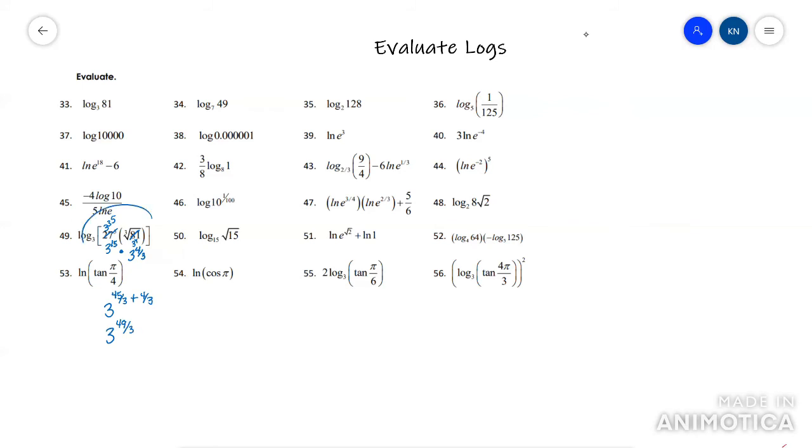That's just this inside part. We haven't even messed with the log yet. Here's the log part. And so this is the same problem, just kind of rearranged. And so you're like, okay, well, 3 to the x equals 3 to the 49 over 3. So it's obviously 49 over 3 when you finish evaluating it. That's a tricky problem.